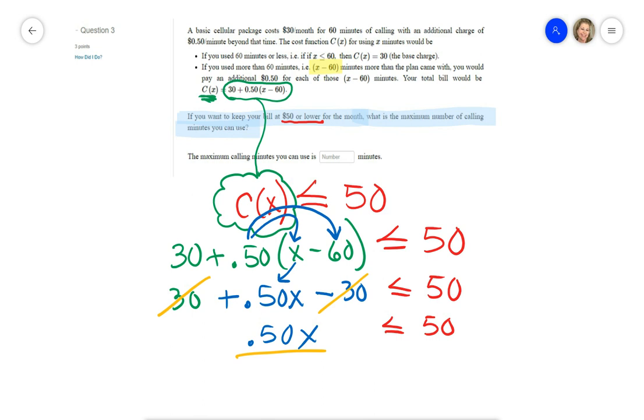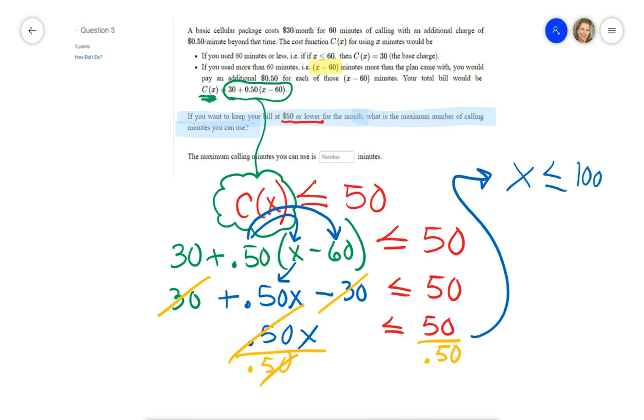And now just divide both sides by 0.5 or 0.50, whichever way, so that that cancels out. Come with me, I'm running out of room. So I get x is less than or equal to 100. Move the decimal one place, move the decimal one place, and yeah, 100. The maximum calling minutes you can use is 100 minutes. You can't go over any more than that.